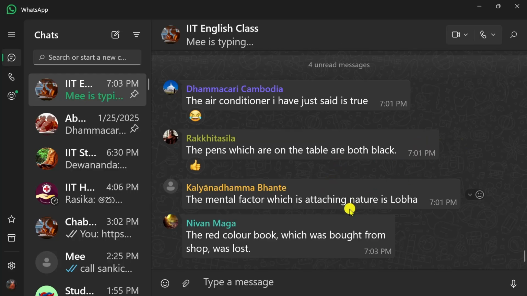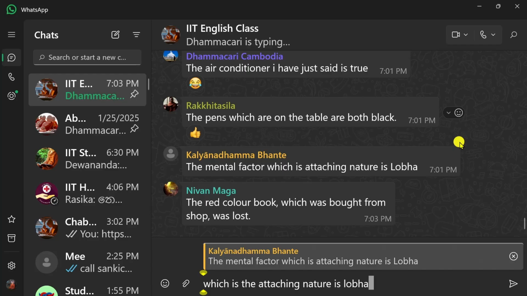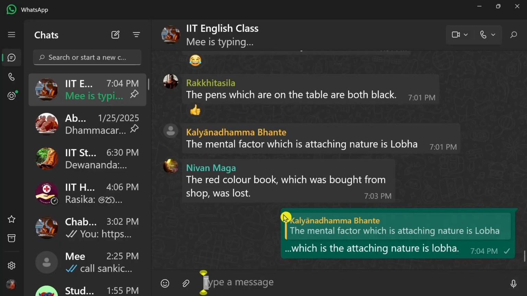Yes. The mental factor, good, which is attaching nature, is loba. Almost okay. The mental factor, which is attaching nature, if it's a noun, nature, you just need an article. The mental factor, which is the attaching nature, is loba. Okay? You just need this one, the article.